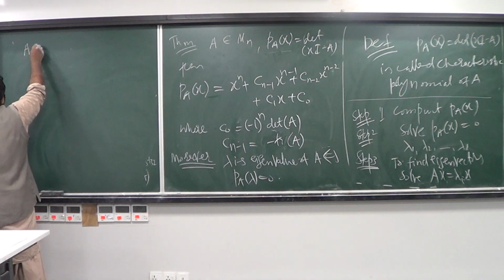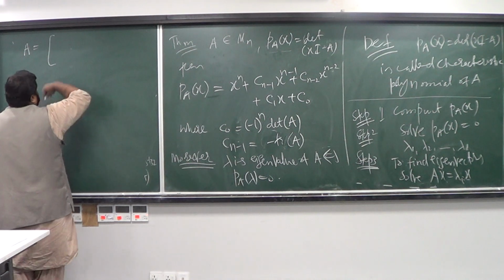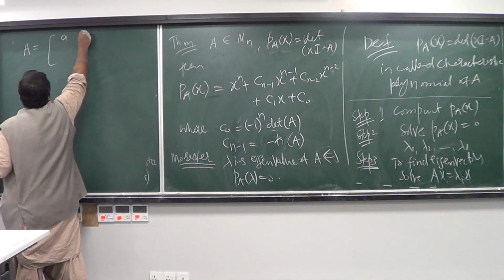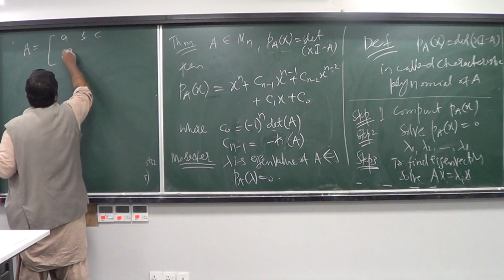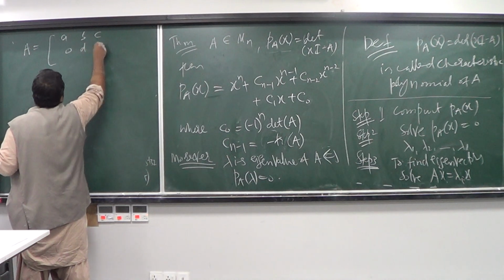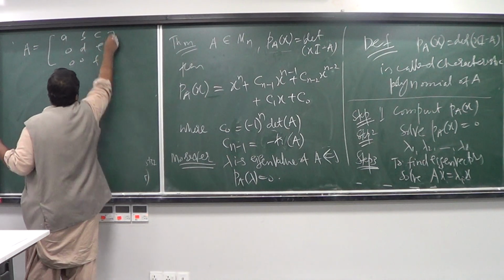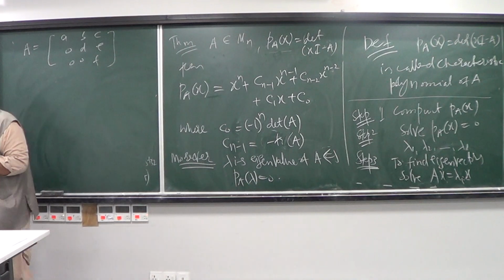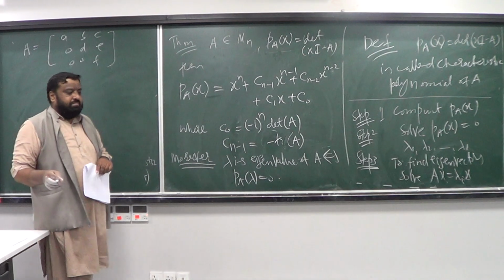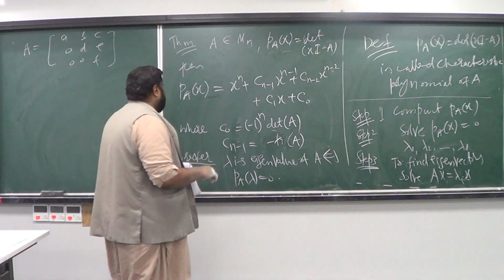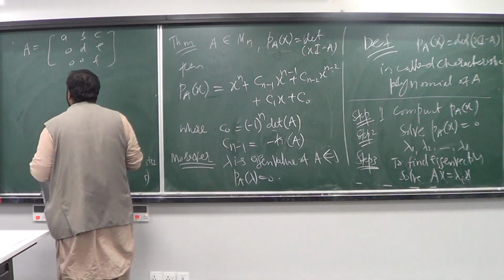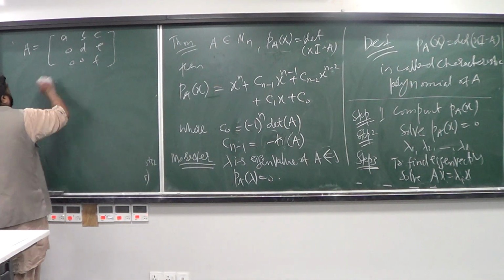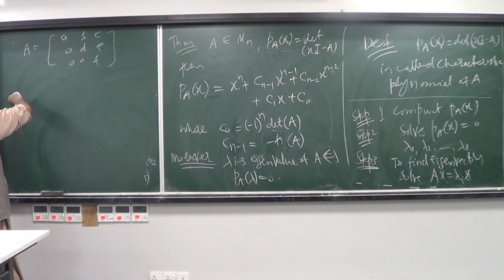Imagine you have an upper triangular matrix. Let's just talk about, say, a, b, c, 0, d, e, 0, 0, f. You can even take a general n by n upper triangular matrix. What would be the eigenvalues of the upper triangular matrix? What would be the p_A of x?